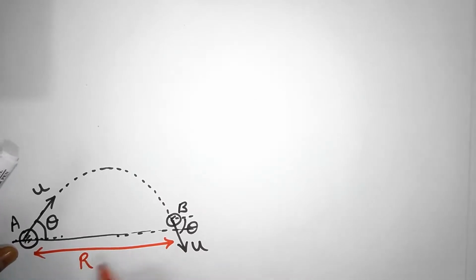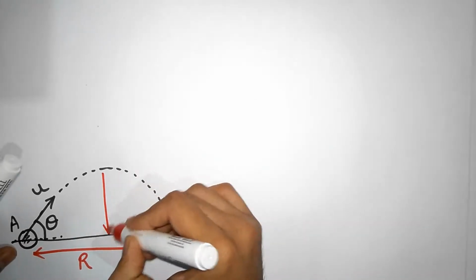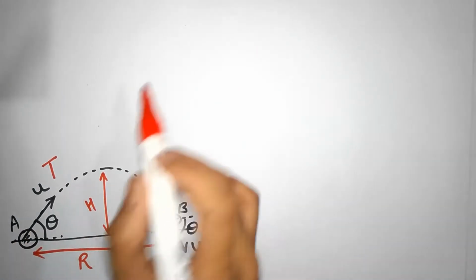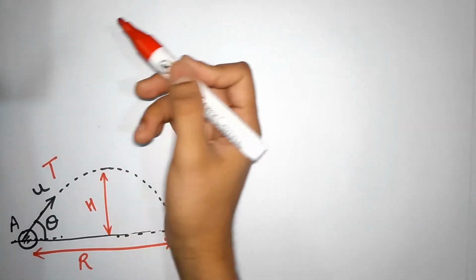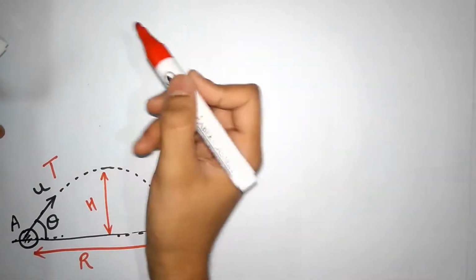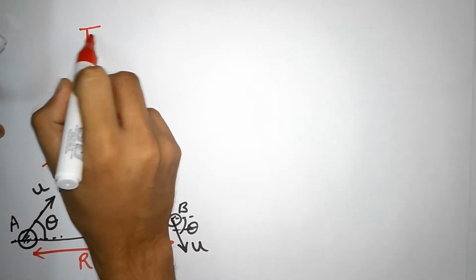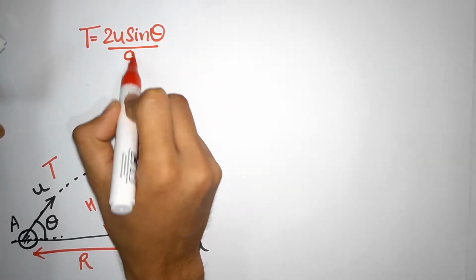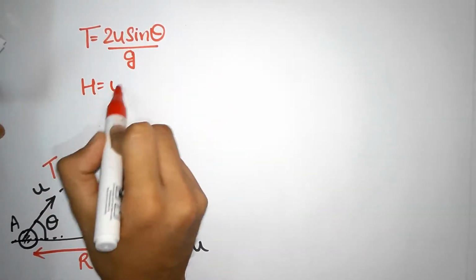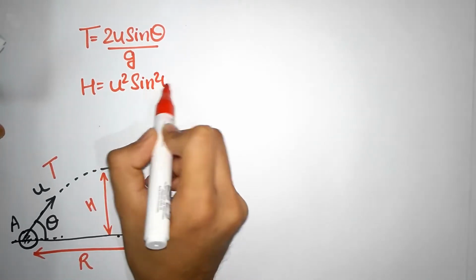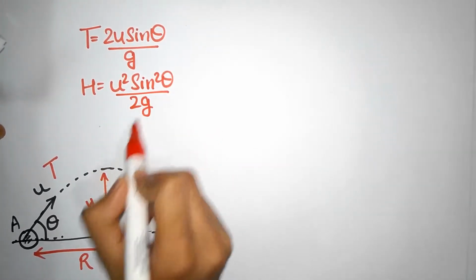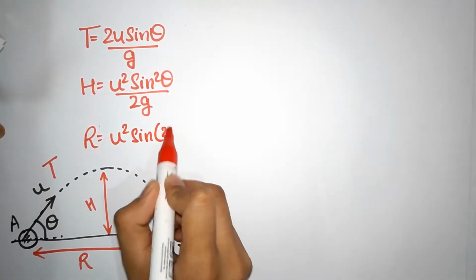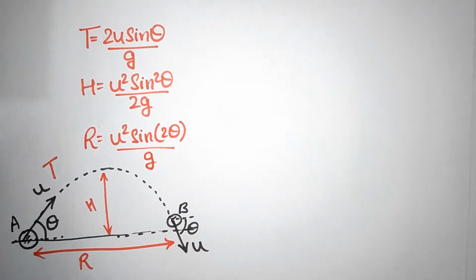So this is the range formula. We're going to have one formula for range, one for the maximum height, and one more for the time t, time of fall. The three formulae which you must remember. It's not a necessity to remember them, but you can do problems faster if you do. Those formulae are t equal to 2u sine theta divided by g, h equals u square sine square theta divided by 2g, and the range is u square sine 2 theta divided by g.